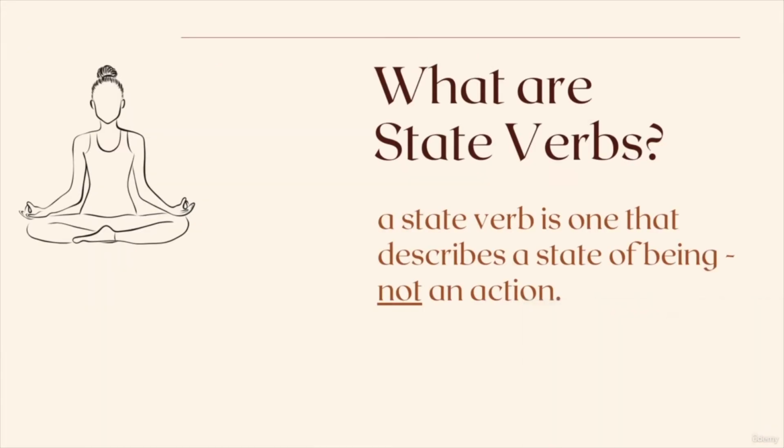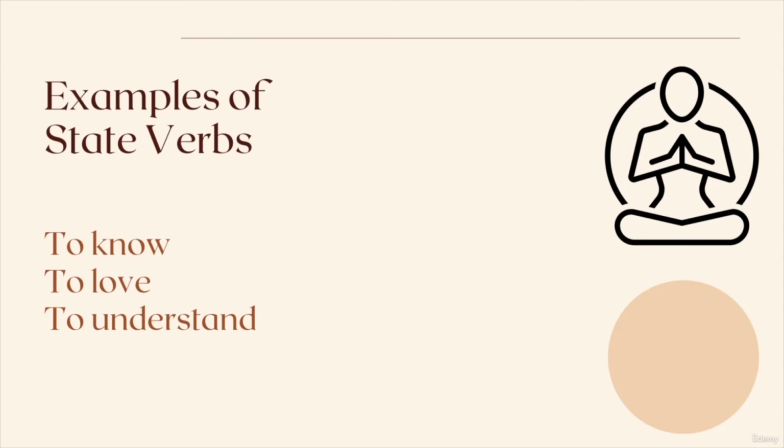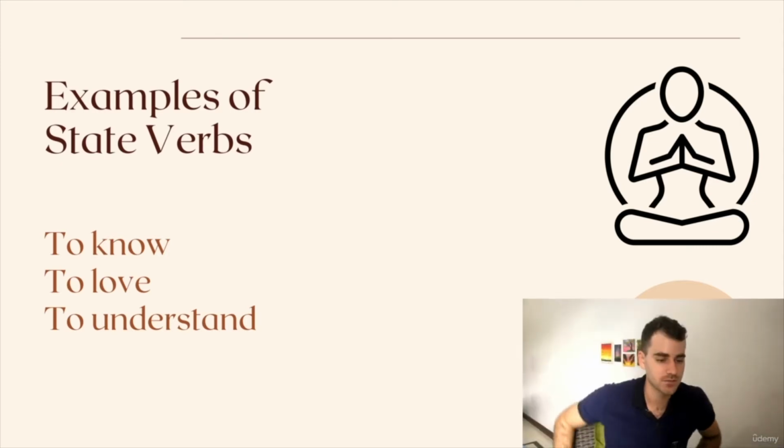Okay, the next point, we're going to be talking about state verbs. So a state verb is one that describes a state of being, not an action. Examples of state verbs: to know, to love, to understand. Yeah, so to know something, it's not really an action. It's a state of being. I know this. Same with love and understand.